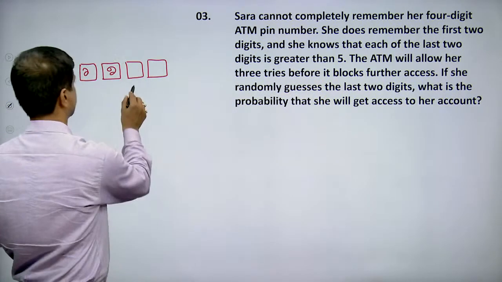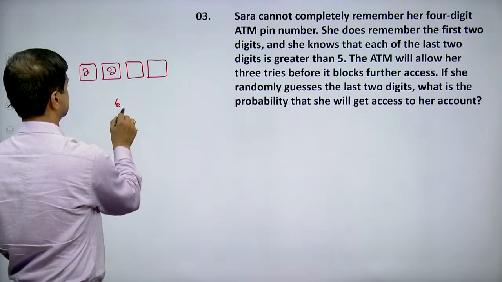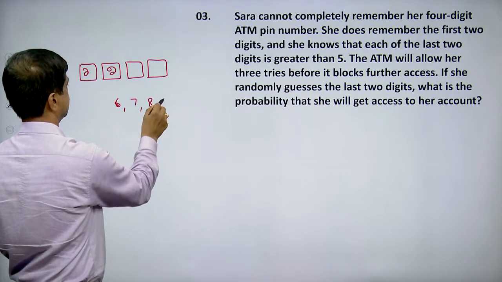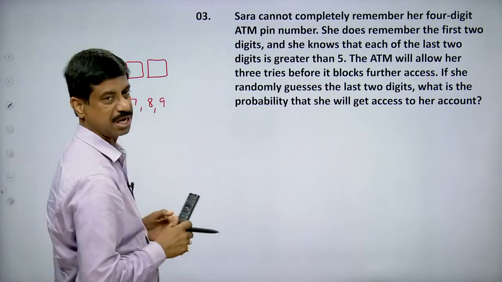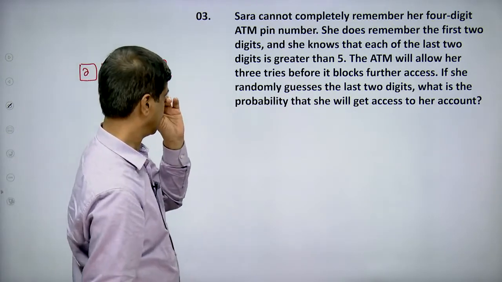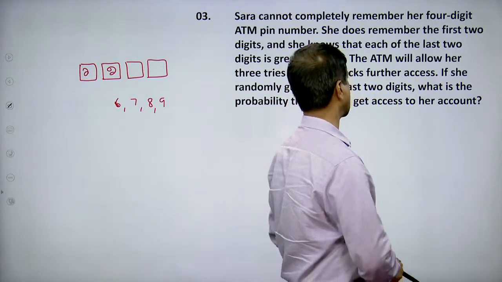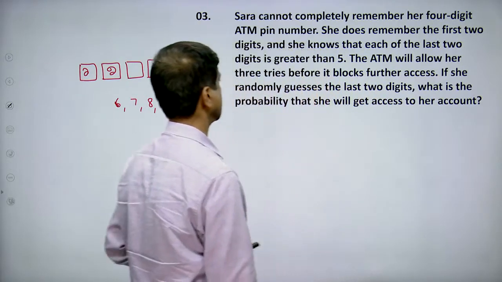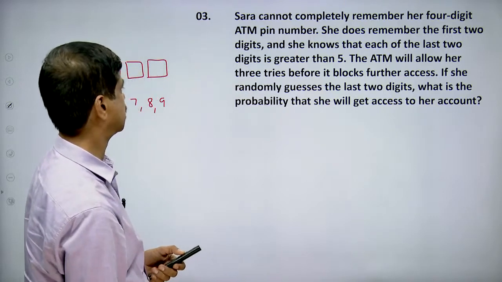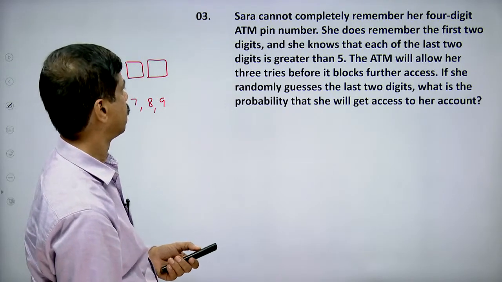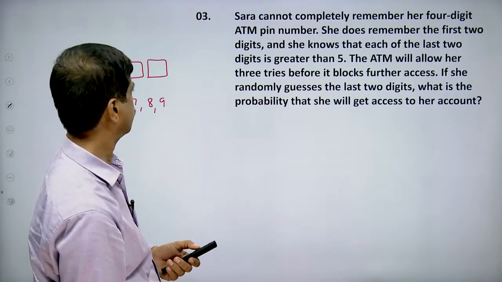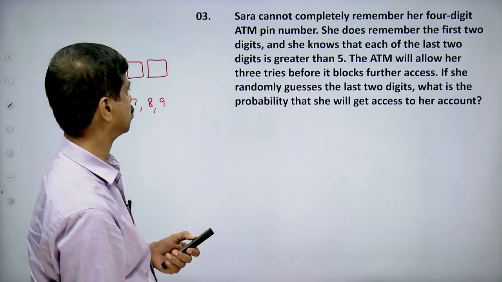Greater than 5 means 6, 7, 8, 9, and can 0 be there or not? We'll look at it. The ATM will allow her 3 tries before it blocks further access. She randomly guesses the last 2 digits. What is the probability that she gets access to her account?